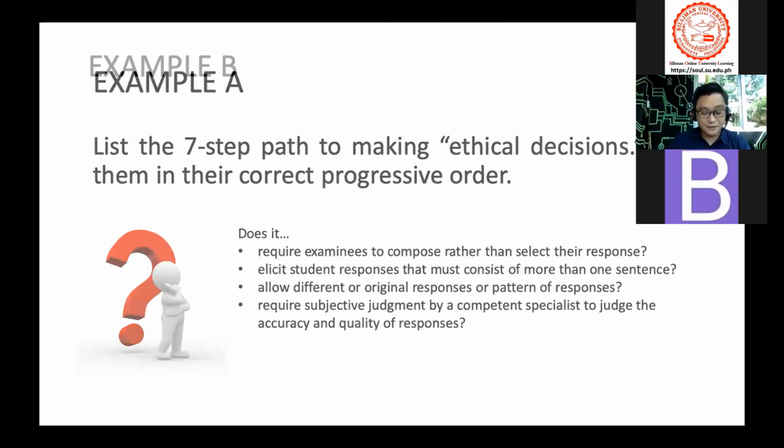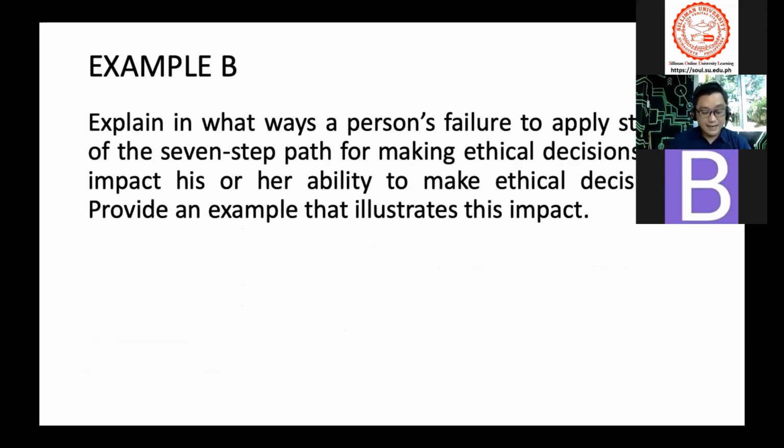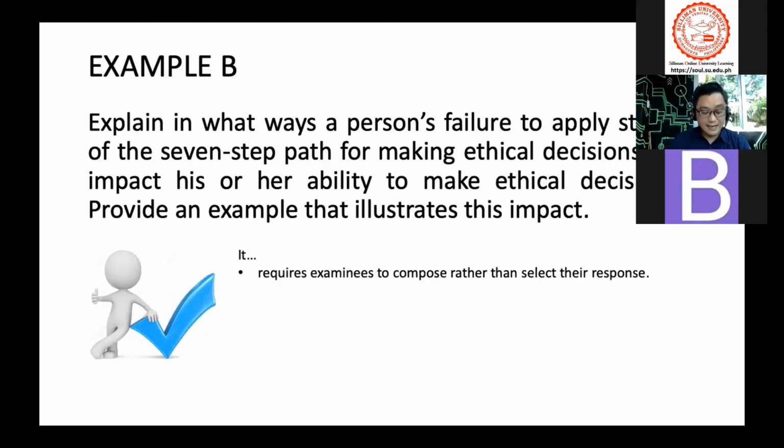Now, next, let's take a look at example B. Okay, example B says, explain in what ways a person's failure to apply step 5 of the 7-step path for making ethical decisions will impact his or her ability to make ethical decisions. Provide an example that illustrates this impact. Now, obviously, this essay question requires examinees to compose rather than select the response. The same question also elicits student responses that must consist of more than one sentence.